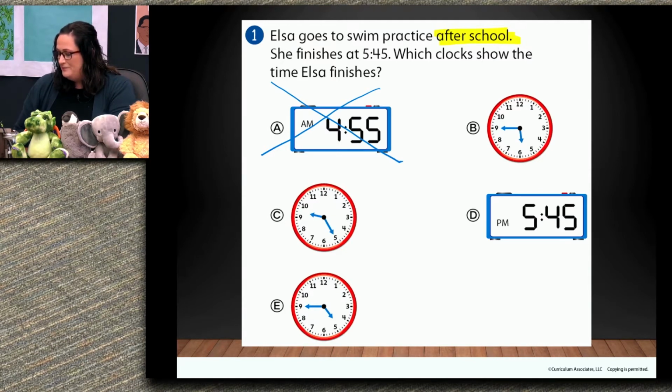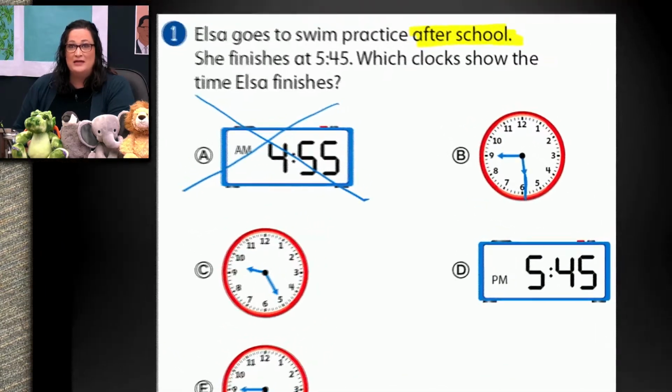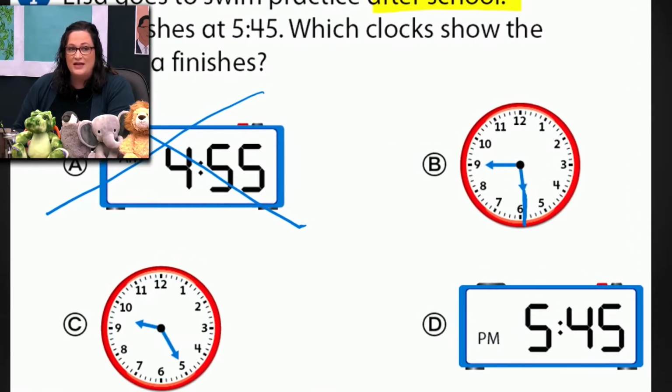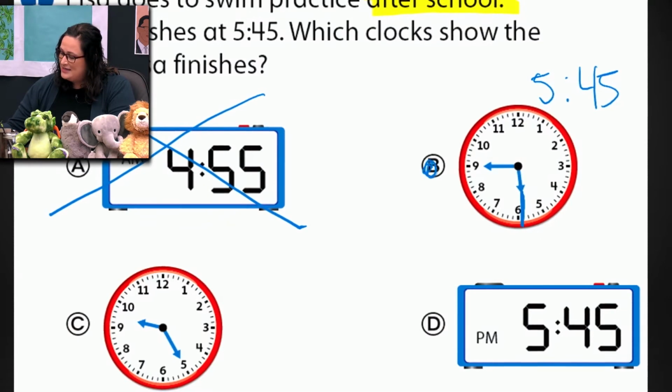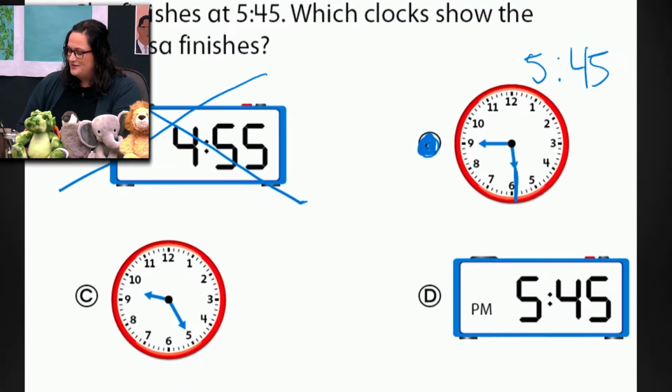Let's take a look at B. Look at the hour hand. Look at the minute hand. The hour hand is sitting right here. It's not at the 6 yet. And the minute hand is pointing at the 9. When the minute hand's pointing at the 9, how many minutes have passed? Thank you, Mr. Kevin. 45 minutes. Look at that. It's not at the 6 yet. So what's the hour? 5. What's the minutes? 45. Is B a correct answer? Yes. Ding, ding, ding, ding, ding. B is one of our correct answers.